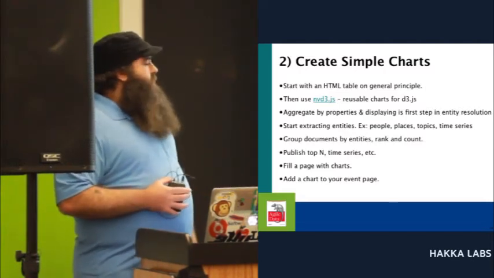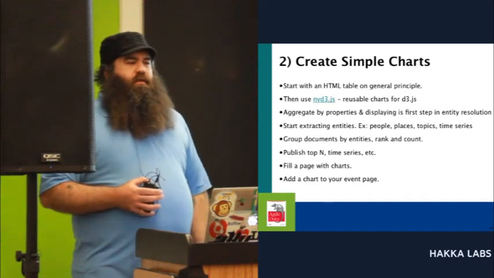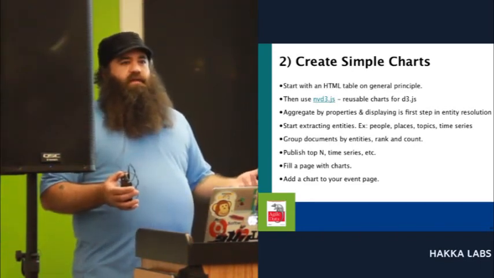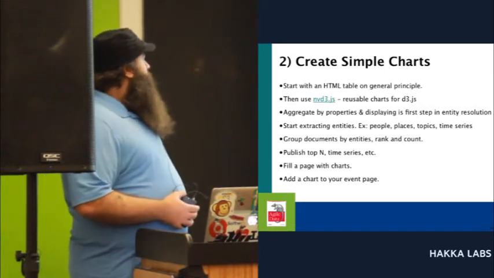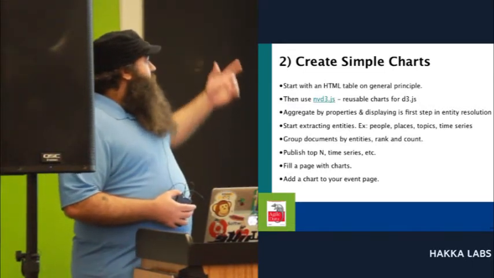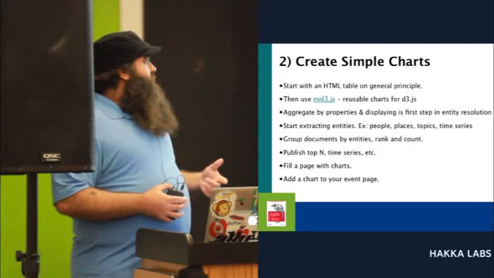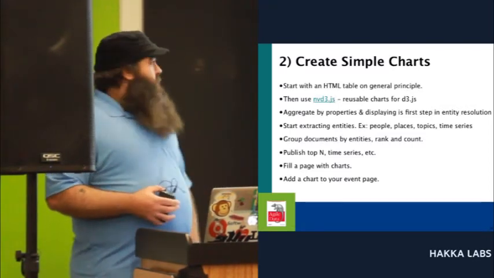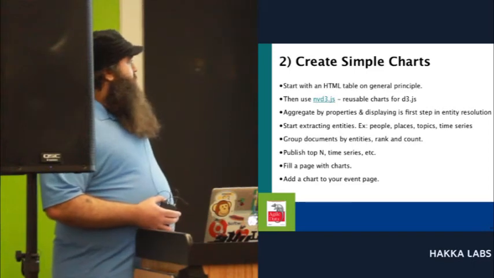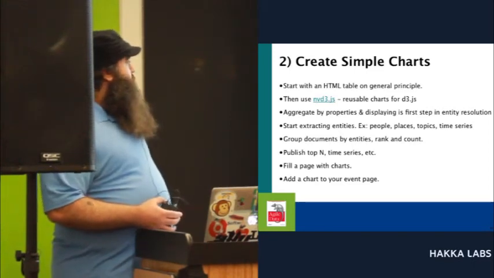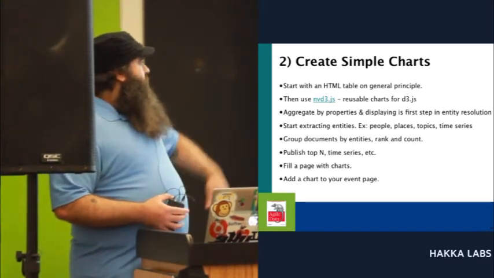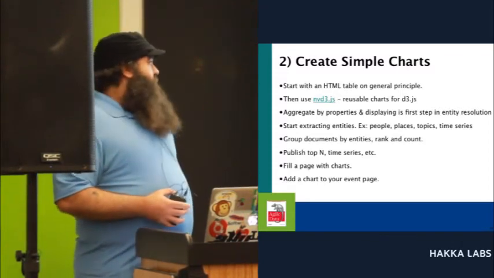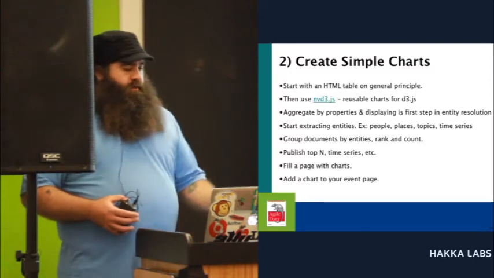NVD3 is a library built on top of D3. There are several of these. You can use them or not. The D3 examples are pretty good and easy to extend themselves. Make charts. When we do that, we're aggregating by properties and displaying them, and that's the first step in entity resolution. So we start extracting entities: people, places, topics, time series, group documents by entities, rank and count, publish the top related things, time series, fill a page with charts.